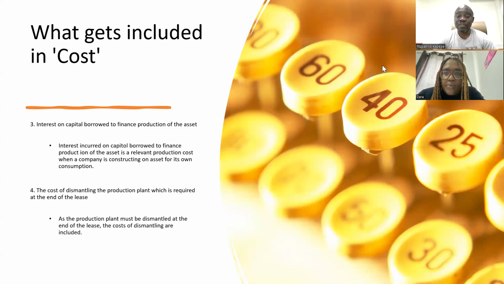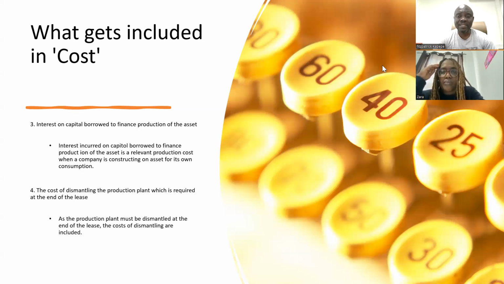Again, you must be able to forecast what will be the dismantling cost after this particular asset has done its time. It will need to be decommissioned maybe at 20 years, after 25 years or so.